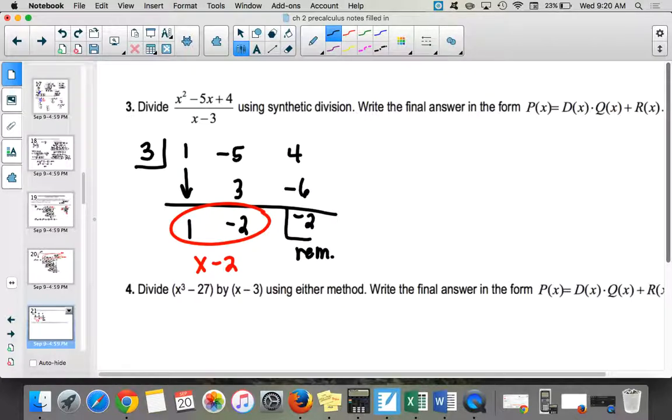So putting it in this form, our polynomial that we started with was x squared minus 5x plus 4. We divided by x minus 3 and had a quotient of x minus 2. And our remainder, so what we add on to the end, is a negative 2. And you can check. You could FOIL that out and combine with the negative 2, and you would get x squared minus 5x plus 4.